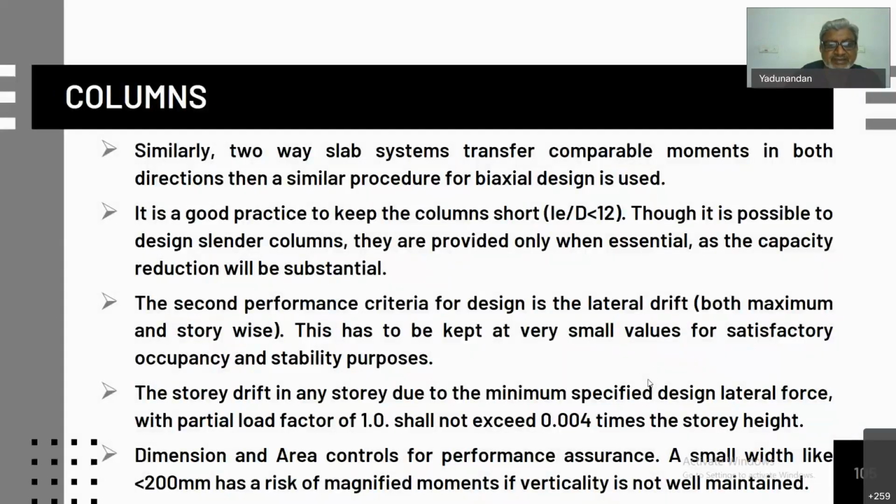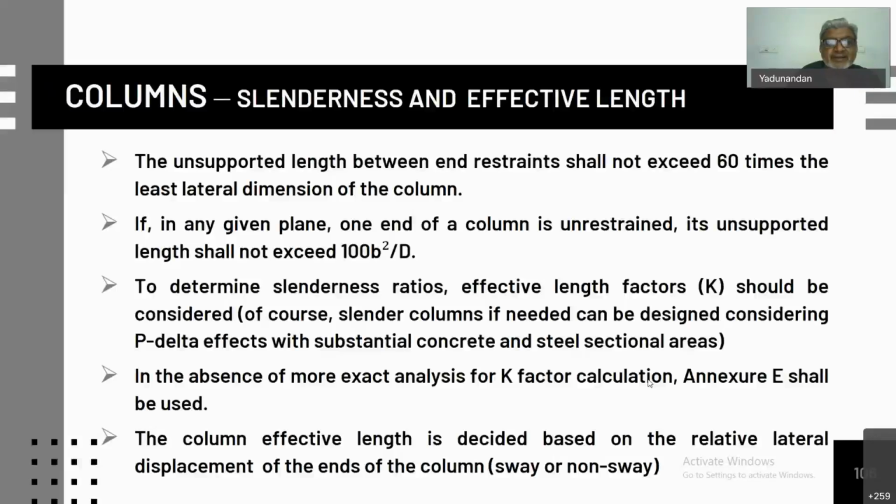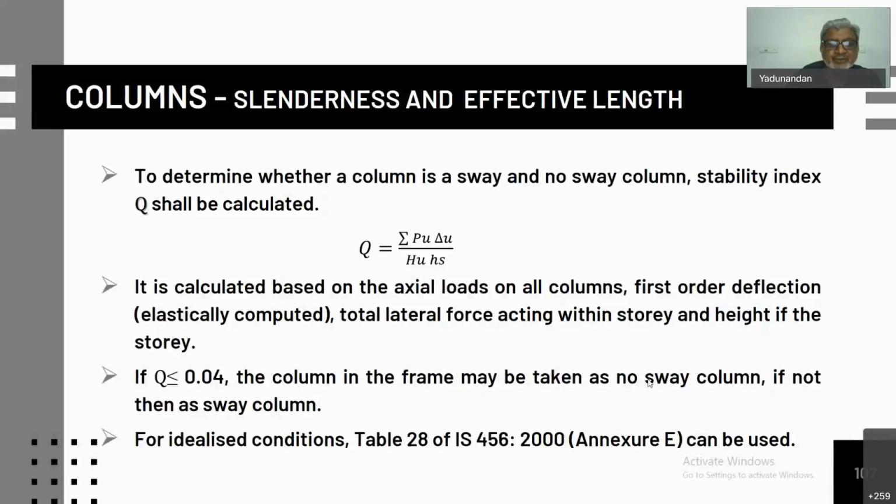So in this, normally you design it in such a way that the column is a short column, and it's also tried to make the column a non-sway column by checking that the story shear is within this limit of sigma Pu delta u by Hu hs, where hs is the height of the story and sigma Pu is the accumulated point loads acting at that level of the column. You calculate this value. If it is less than 0.04, the column may be taken as a no sway column.